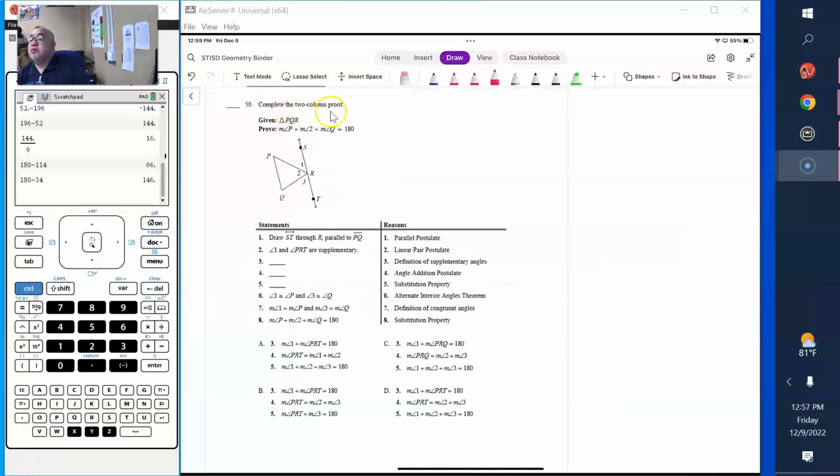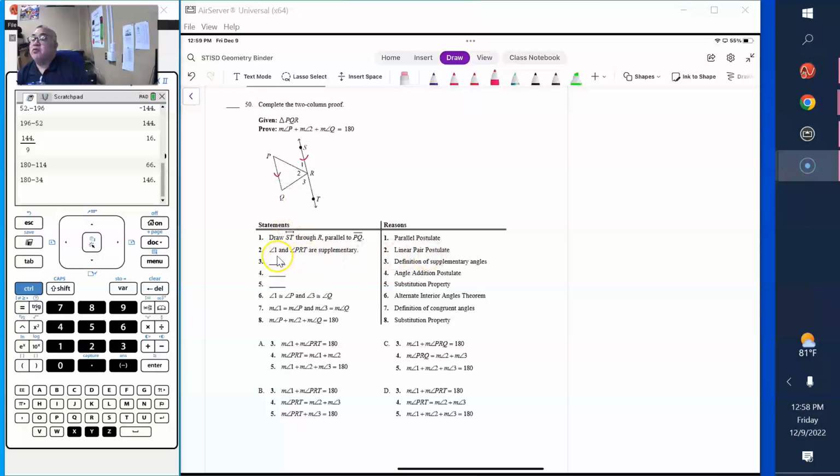Complete the two-column proof. Triangle PQR, that's given. The measure of angle P plus the measure of angle Q plus the measure of angle 2 is 180. That's what we're trying to prove: the sum of the angles is 180. We draw line ST through R, and it's parallel to PQ. So these two are parallel.